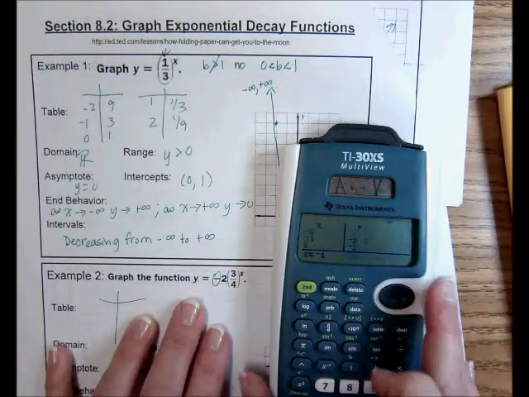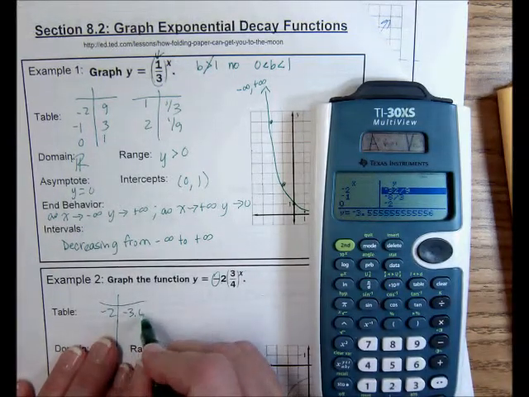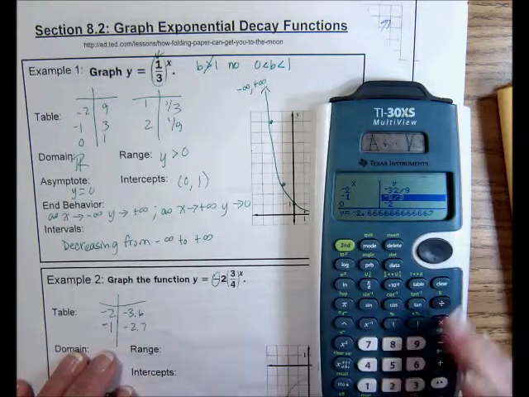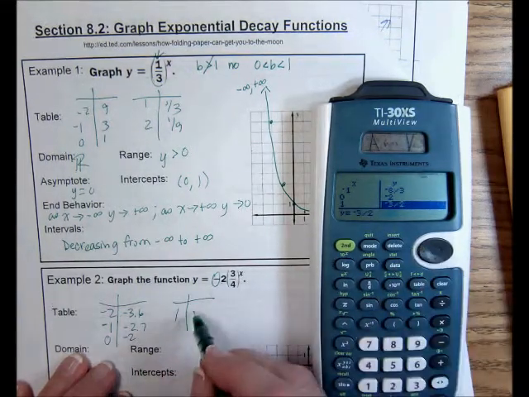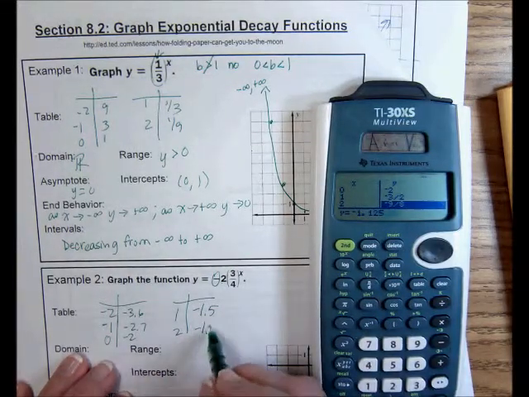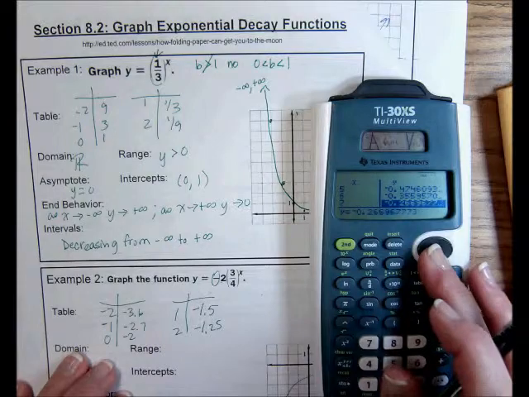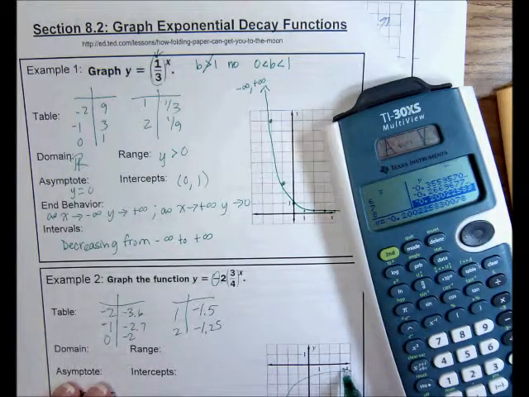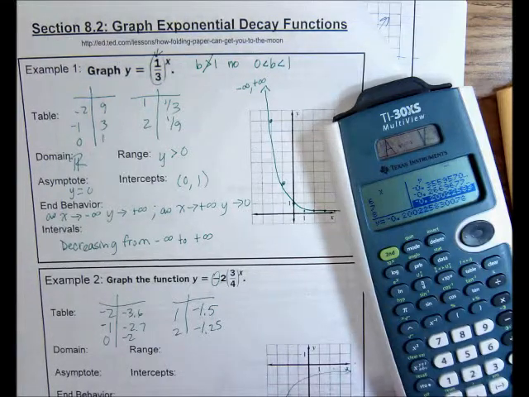And then -2 is going to be -3.6. -1 is going to be -2.7. 0 is -2. And then 1 is going to be -1.5. 2 is going to be -1.25. And then it keeps getting closer and closer to 0, and you can look at that on your table function. So I'm right. It's getting closer and closer to 0. Maybe it's shifted down just a tad, but your graph is going to look something like this.